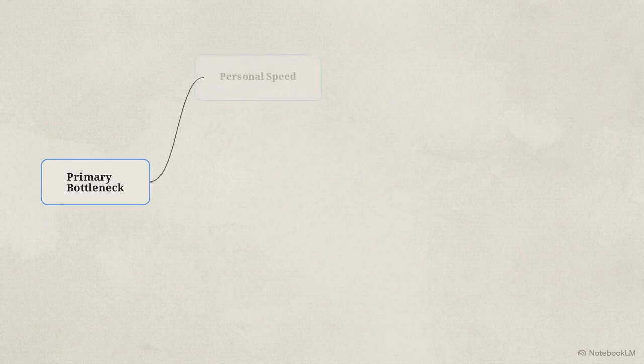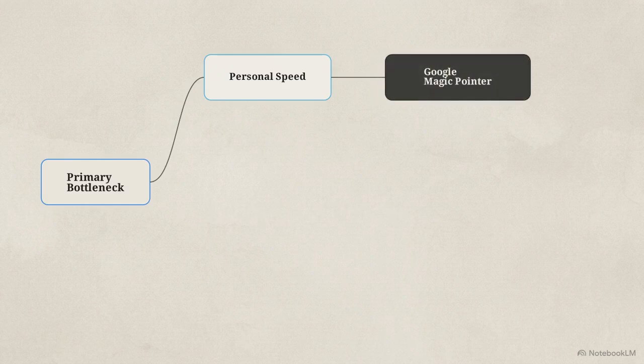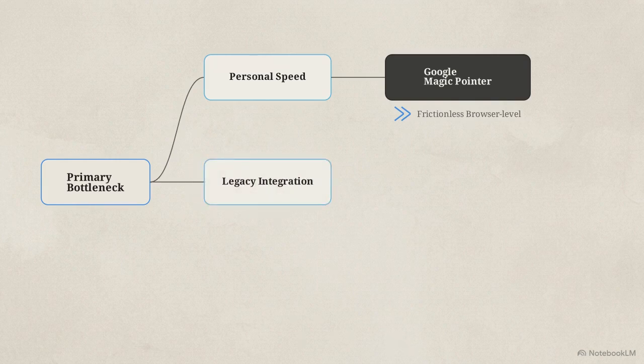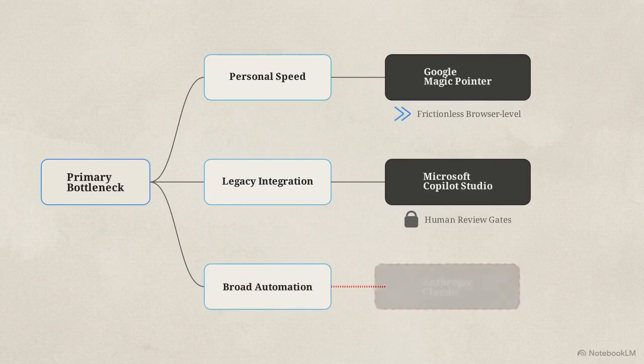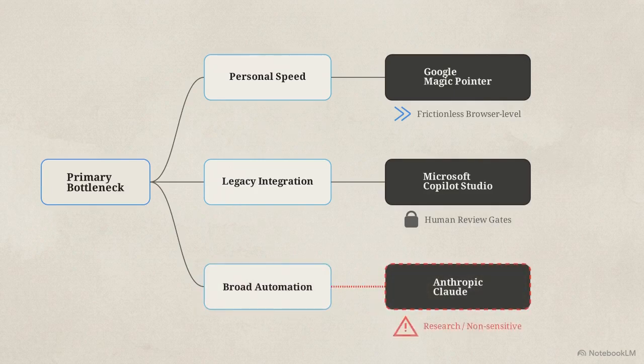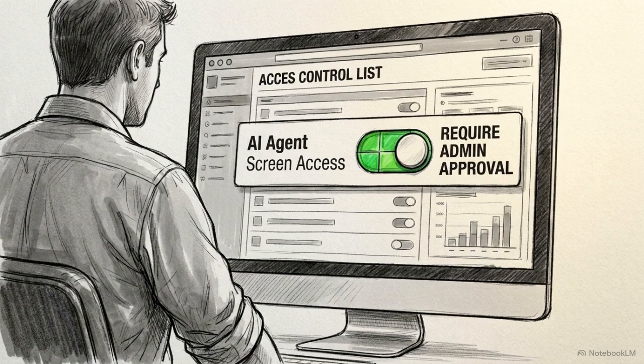Choosing the right agent depends strictly on your primary daily bottleneck. If you need to increase your personal workflow speed and are comfortable with deep ecosystem lock-in, use Google's Magic Pointer for frictionless browser-level actions. If your focus is legacy system integration for a business, deploy Microsoft Copilot Studio, but mandate human review gates for all production workflows. If you are experimenting with broad task automation, utilize Anthropic's Claude, but limit its use to non-sensitive data while it remains in the research phase. Success in this era of computing depends on how strictly you govern what the AI is allowed to do.